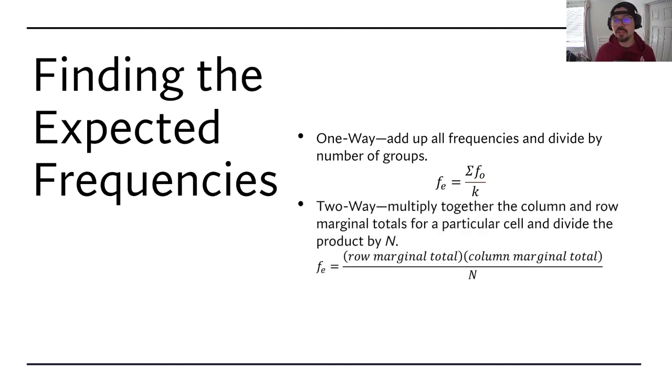For calculating two-way chi-square, you would multiply together the column and row marginal totals for a particular cell and divide the product by n. Now, I'll expand on what row and column marginal totals are when we begin talking about the two-way chi-square. But the formula is: expected frequency is calculated by row marginal total multiplied by the column marginal total divided by n.